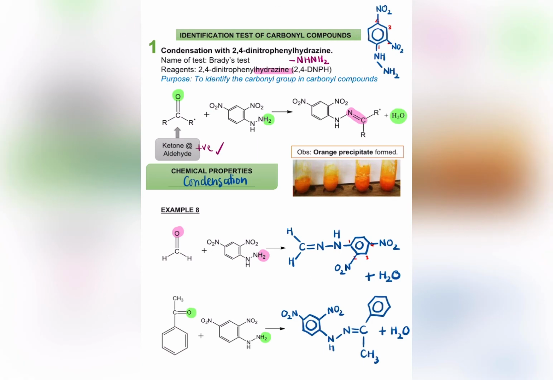So I hope all of you understand now how to write the equation for carbonyl compounds when they react with 2,4-DNPH, and this is Brady's test, one of the chemical tests. And please remember how the combination of your carbonyl compounds with your 2,4-DNPH gives the final product. That's all for this video.